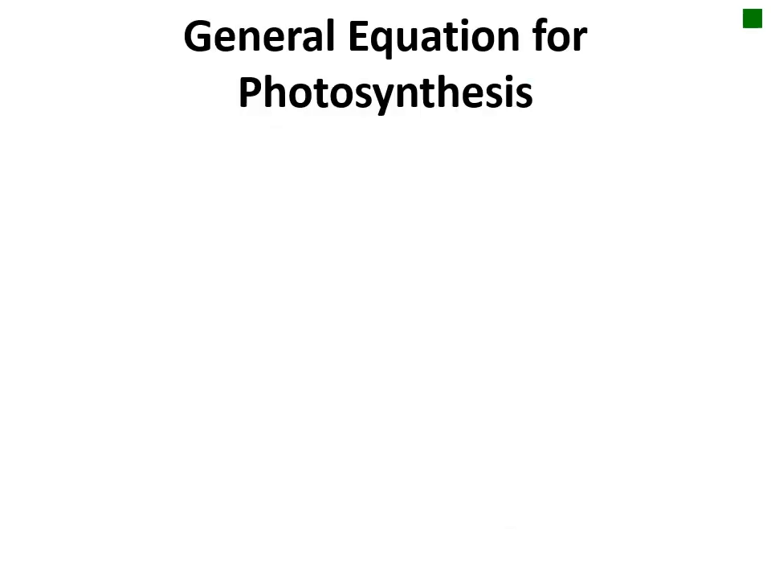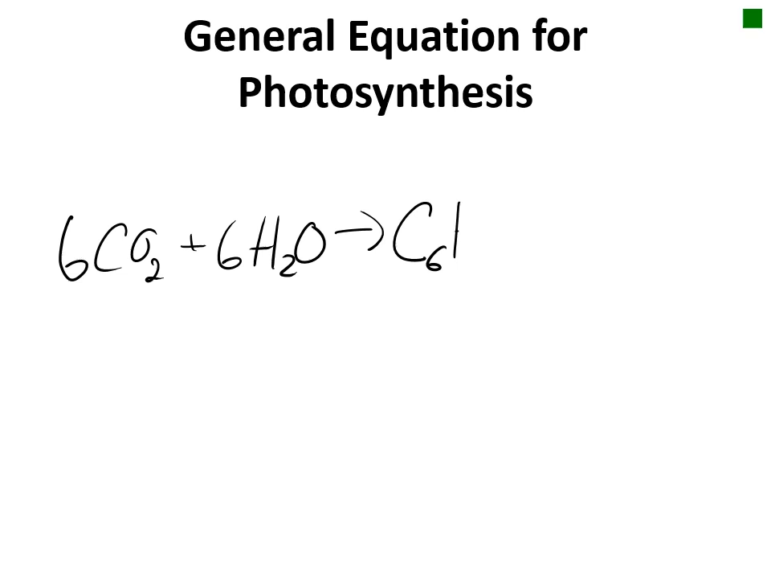Similarly to cellular respiration, photosynthesis is a redox reaction. In fact, it forms the opposite reaction to cellular respiration. The overall equation for photosynthesis is 6 carbon dioxide plus 6 water yields a molecule of glucose, C6H12O6, plus 6 oxygen.